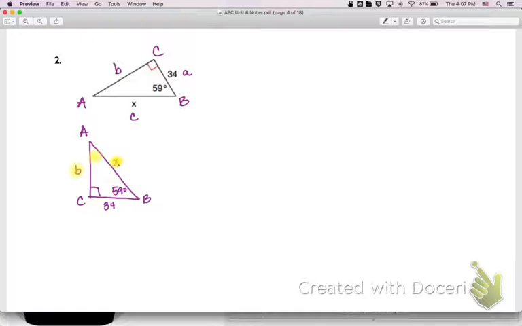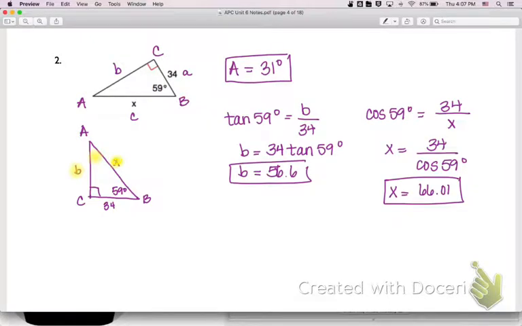This is just like number 1. So pause the video, please, and take a moment to work through that and come back here to check your answers in just a few seconds. Okay, this is what I got for each of these.